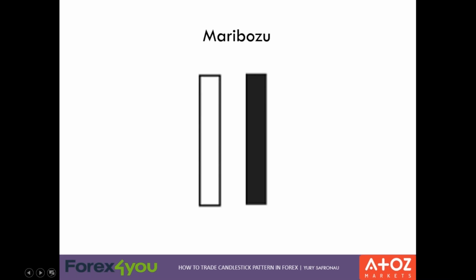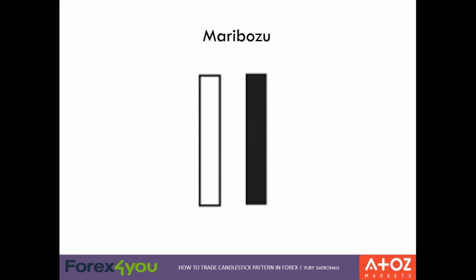On the next slide, you can see the Marubozu brothers. Those have even longer candlesticks, black and white. Marubozu do not have upper or lower shadows, and the high and low are represented by the open or close.